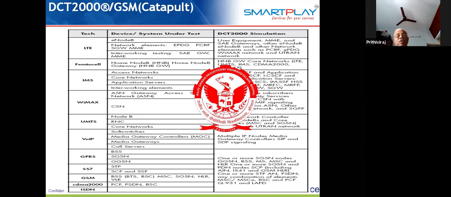Yeah. Okay, these are basically the device and system under test. So you could see all the standards it is able to handle, whether you're dealing with LTE, femtocell, IMS, the IP-based multimedia system I was talking to you about, WiMAX, UMTS, 3GPP requirements, VoIP, GPRS, SS7, GSM, CDMA. So the entire family is being taken care of. Okay? So for any requirement, you can do. That's where we say Vanu Anywave type of PTS and that type of a simulation platform. Next.